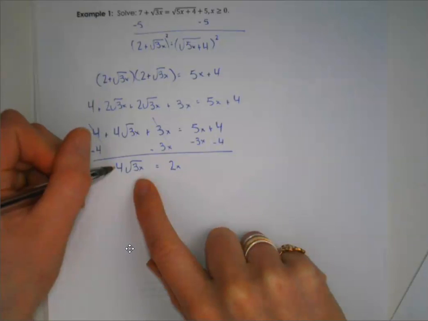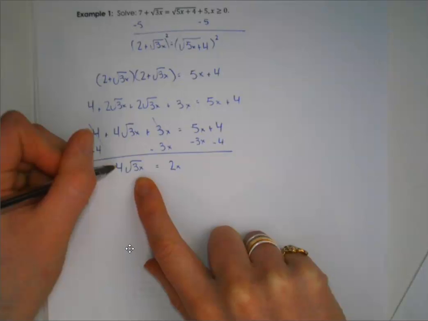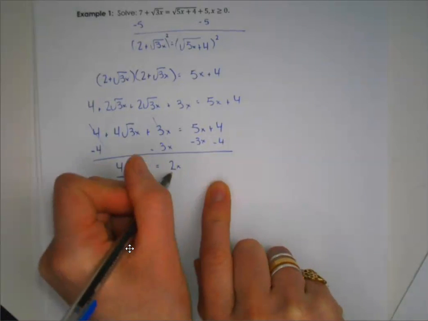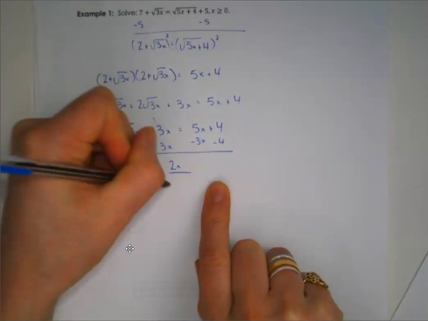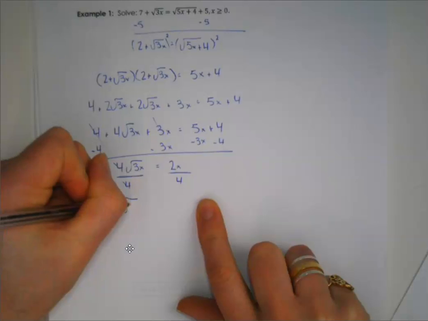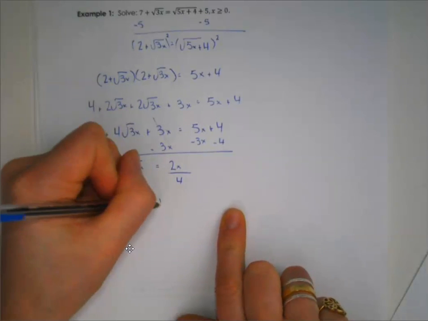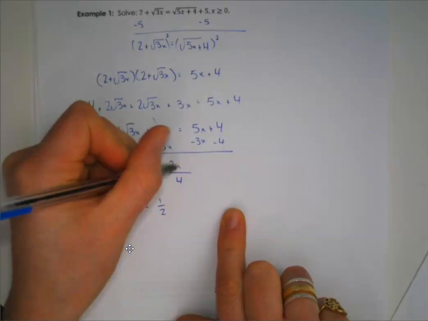The first thing we're going to do, again working to isolate this radical, is divide 4 away. And if we do that to one side, we have to do it to the other side. So 4 divided by 4 leaves us with root 3x, and 2 divided by 4 leaves us with 1/2 x.